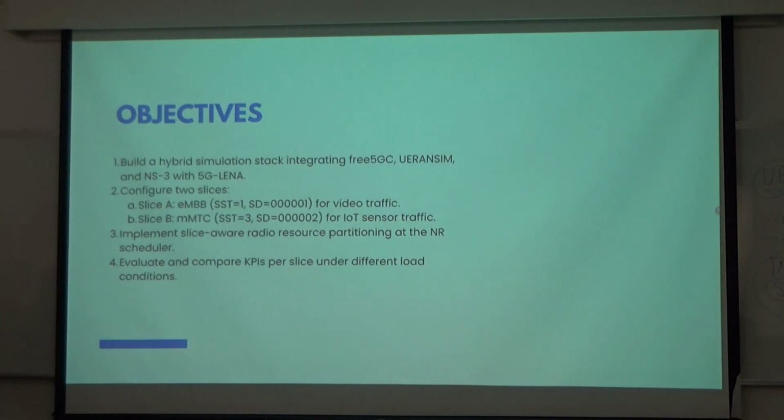I have four different points here. First, building a hybrid simulation with a 5GC, UERANSIM and ns-3 with 5G-LENA. Then slicing, of course: the first slice is for video traffic and the second slice for IoT sensor traffic. The third point is to implement slice-aware radio resource partitioning at the NR scheduler. And the last point is to evaluate and compare the KPIs per slice under different load conditions.